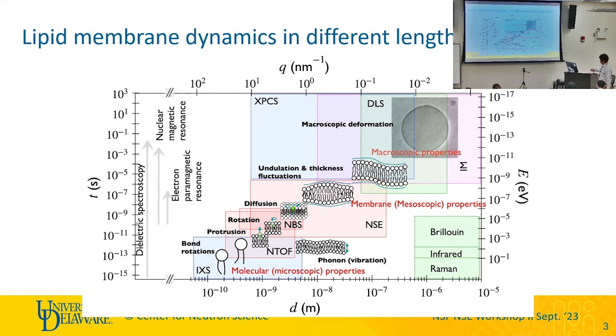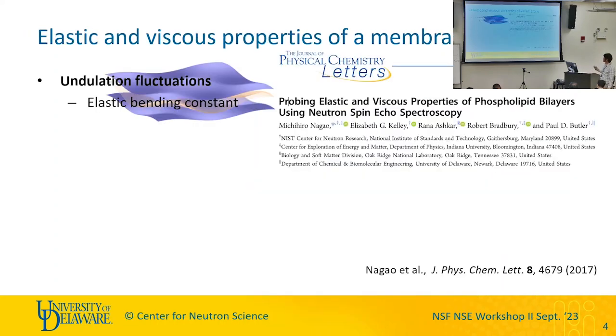Neutron spin echo station. So that is the target. So membrane fluctuation, those are the target, and this is bridging the information between macroscopic and microscopic. And so this is kind of some examples of what we have been doing. This is what we can see is undulation fluctuation. So membrane edges, and these membranes are undulating.